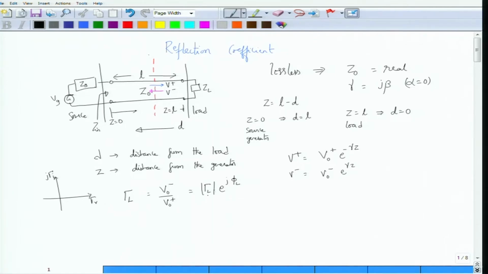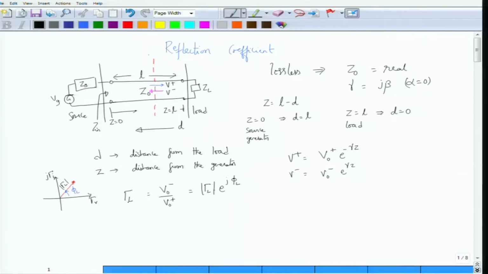You can represent this gamma L e to the power j phi L by drawing a straight line of magnitude gamma L, at an angle of phi L as measured from the horizontal axis, okay. So this is how you would represent the reflection coefficient, which is a complex number, on the gamma R and j gamma I plane. In fact, this is essentially the Smith chart representation as well, because you remember the Smith chart is nothing but circles and semicircles defined on this gamma R, j gamma I plane, or the complex gamma plane.